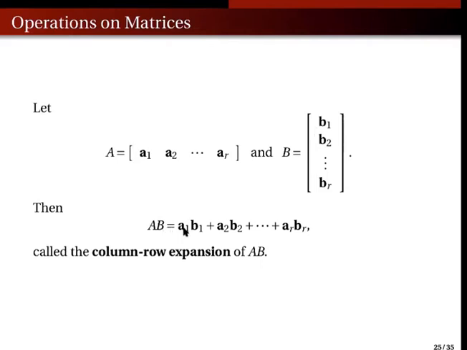So AB is equal to A1 B1, the first column of A multiplied to the first row of B, plus the second column of A multiplied to the second row of B, plus until the last column of A multiplied to the last row of B. And we call this the column-row expansion of AB.